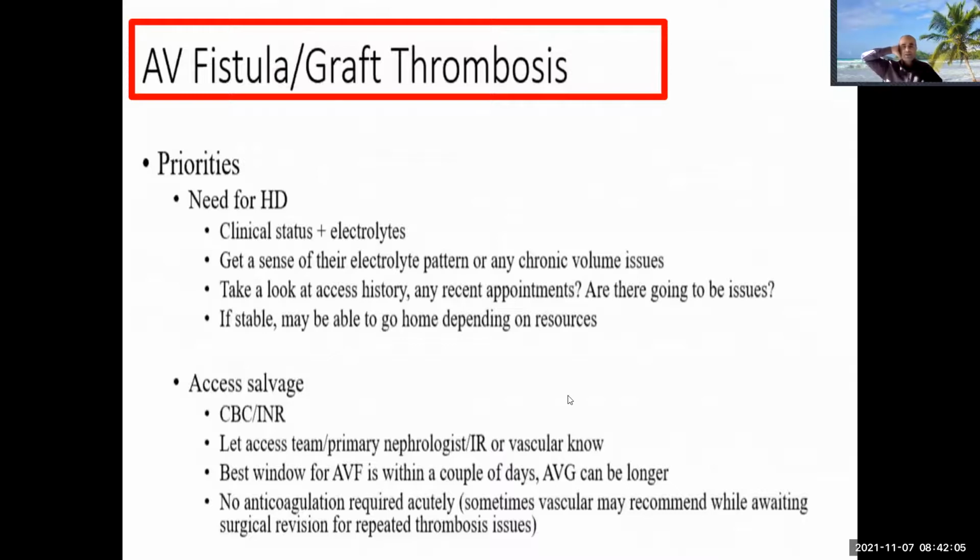Clinical status, electrolytes, okay, vitals, not volume overloaded, blood pressure is okay, and everything is okay, so no need for emergency dialysis; refer to vascular for thrombolysis. Otherwise, temporary line and dialyze your patient if he doesn't have a line. Get a sense of their electrolyte pattern or any chronic volume issue. Take a look at the access history. Look at this before deciding to put in a line.